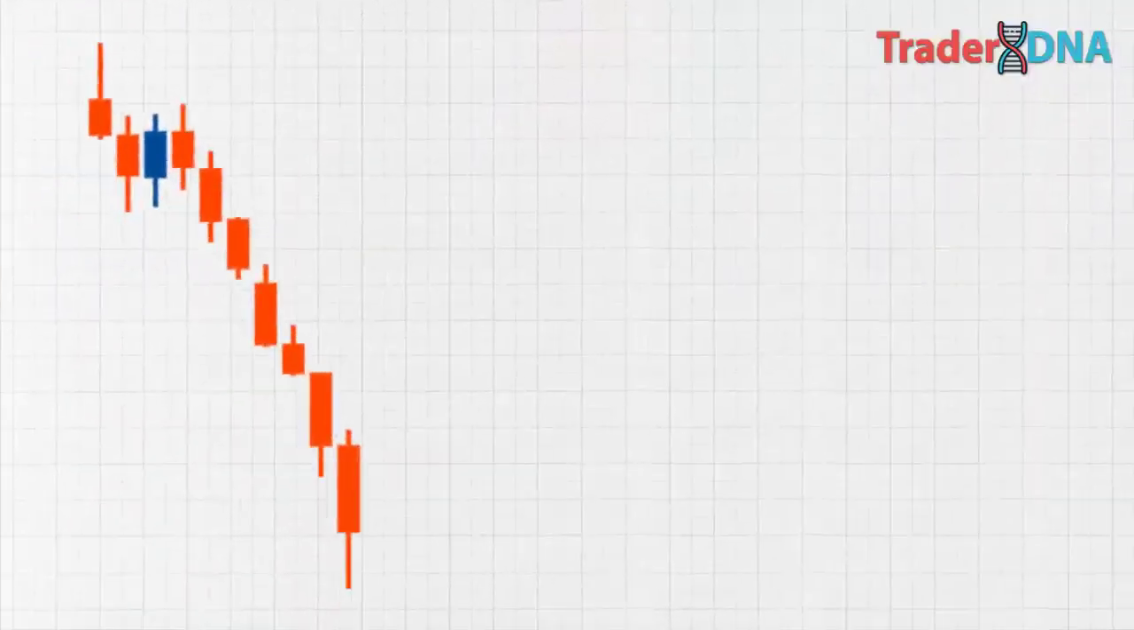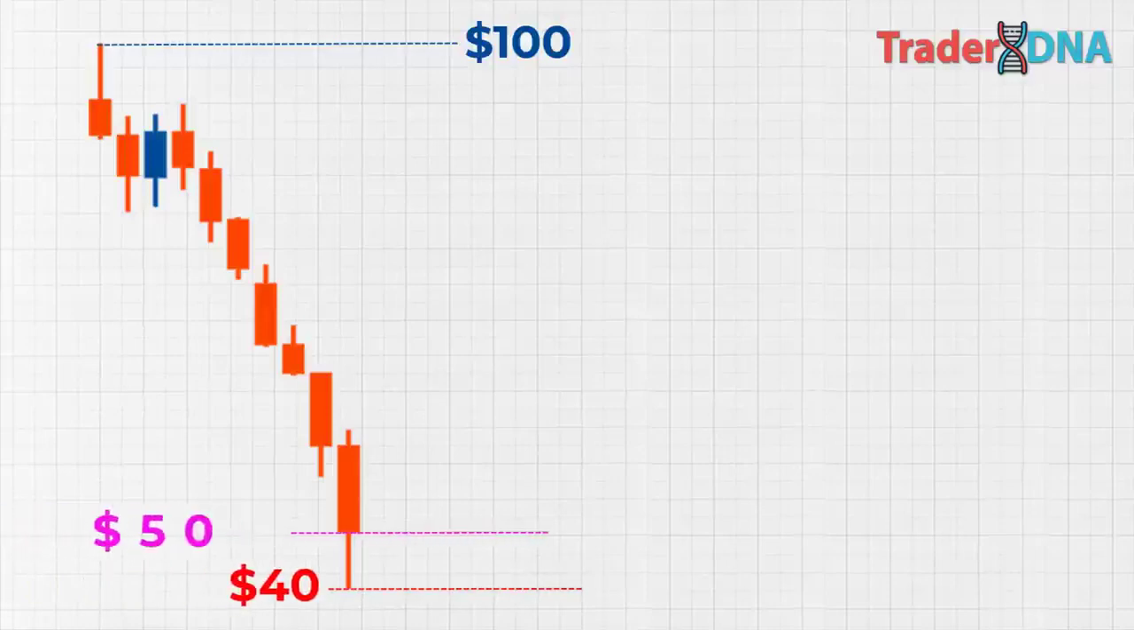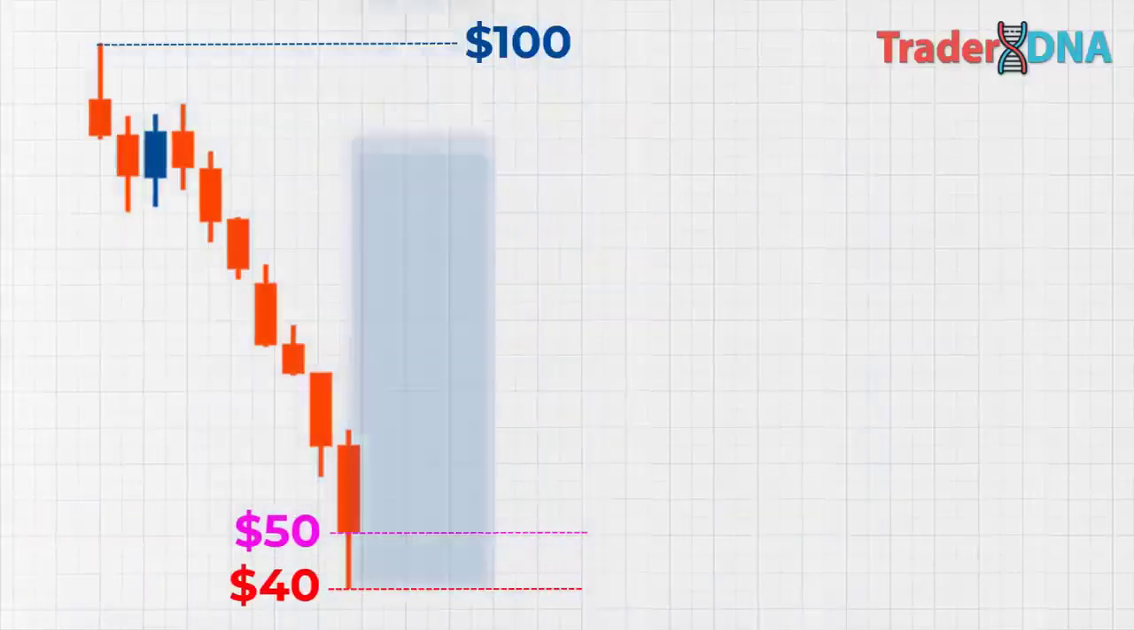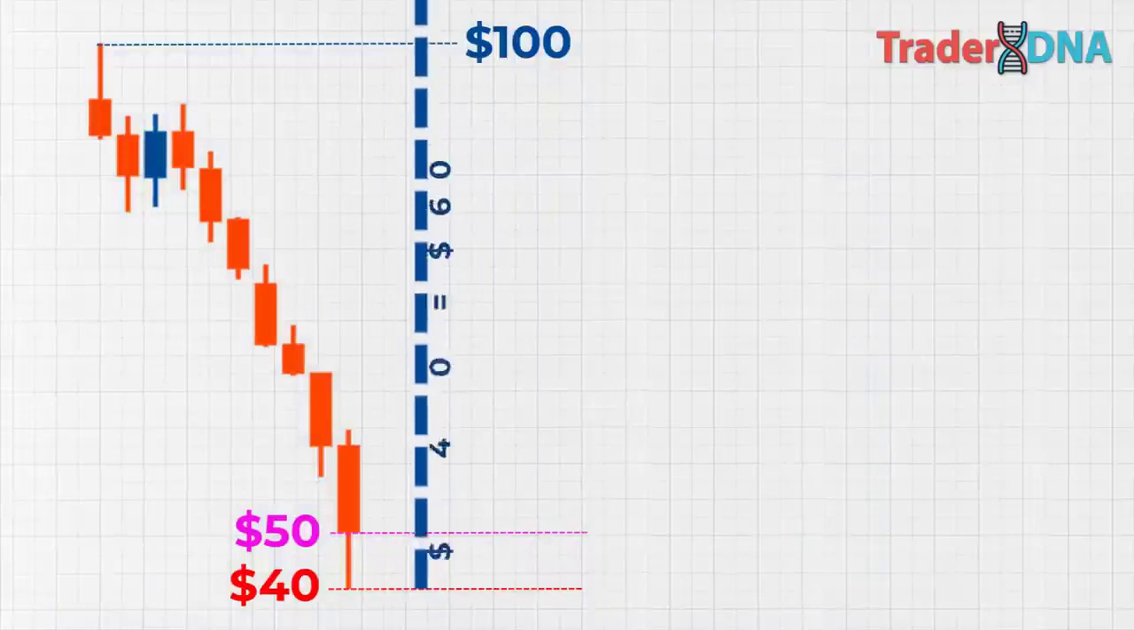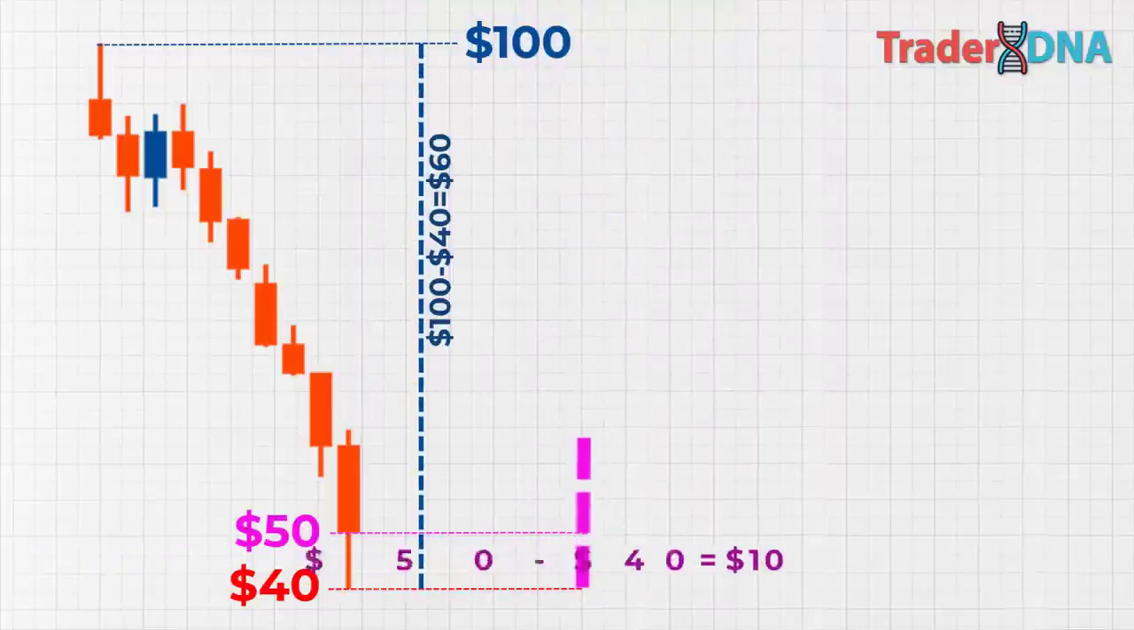I'll also explain how to calculate the stochastic value during a downtrend using a sequence of 10 candles. Let's assume these 10 candles form a downward trend. Here, the highest high among these 10 candles is $100, the lowest low is $40, and the last closing price is $50. When you subtract the lowest low from the highest high, you get $60. Likewise, subtracting the lowest low from the last close price yields $10.